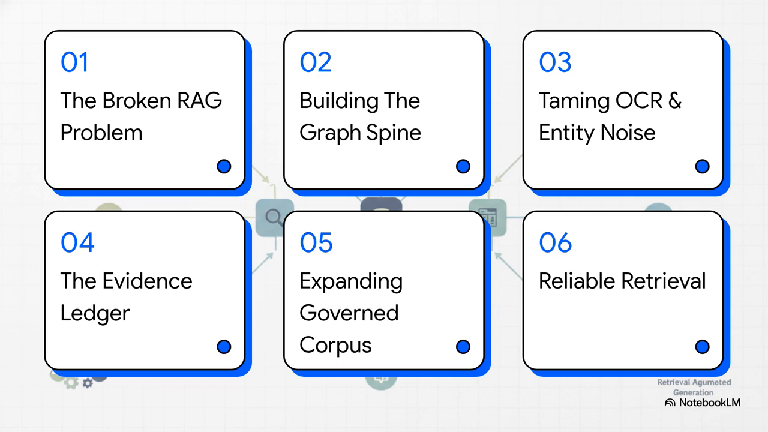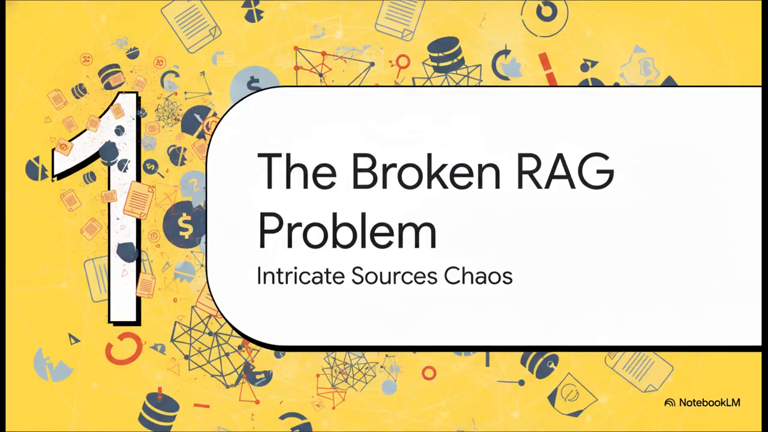Today, we'll be covering 6 key areas: the broken RAG problem, building the graph spine, taming OCR and entity noise, the immutable evidence ledger, expanding the corpus, and finally, reliable retrieval. Okay, let's kick things off with Section 1, the broken RAG problem, and the absolute chaos of intricate sources.